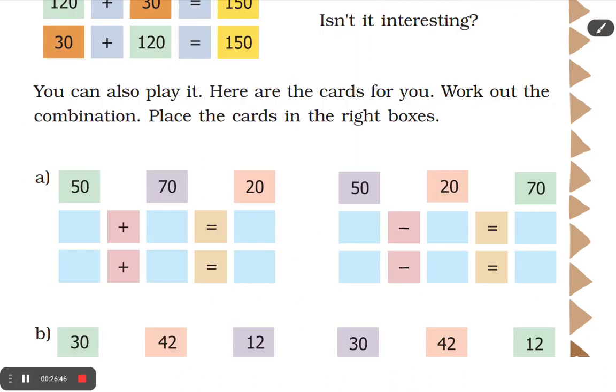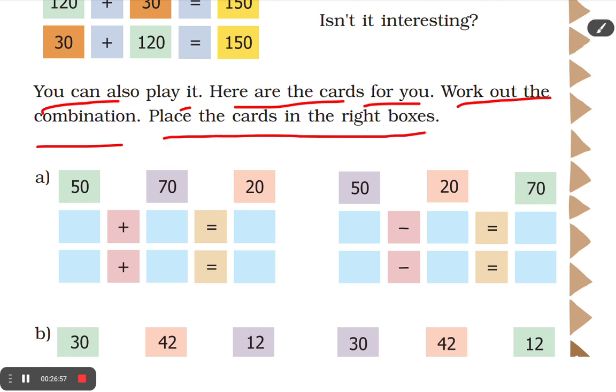Yes, children. Now you can also play it. Here are the cards for you. Work out the combination. Place the cards in the right boxes. So in the first question A, what are the cards given? 50, 70 and 20. So while playing this game, what you have to do? Yes, while using addition, you have to keep the biggest number card on the rightmost place.